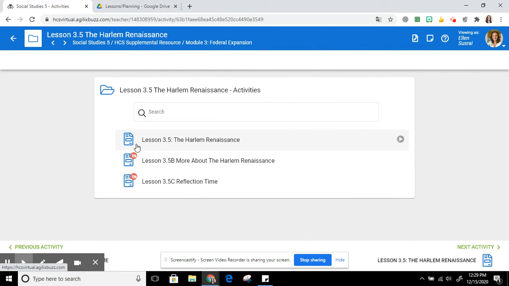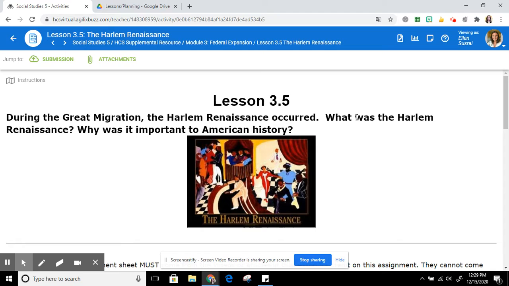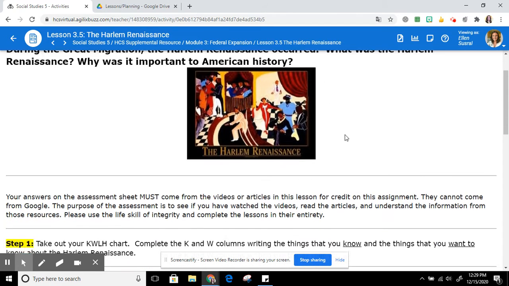So we're going to click on that. Lesson 3.5, the Harlem Renaissance. And here you are. Here's your lesson. You've got the title here, Lesson 3.5, and you've got some guiding questions. During the Great Migration, the Harlem Renaissance occurred. What was the Harlem Renaissance and why was it important to American history?